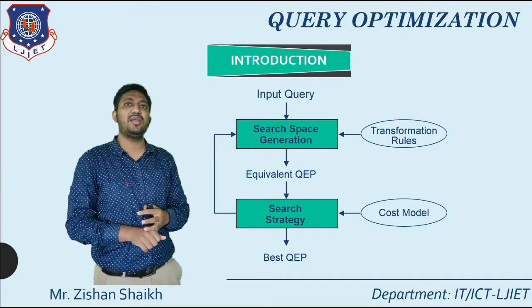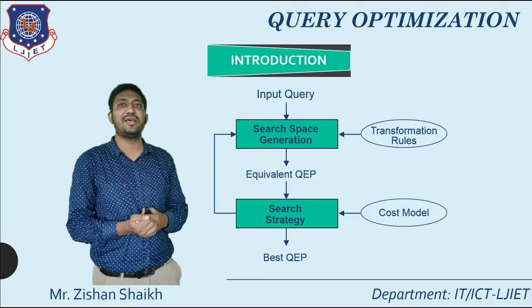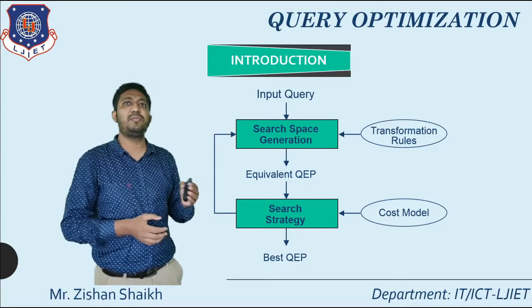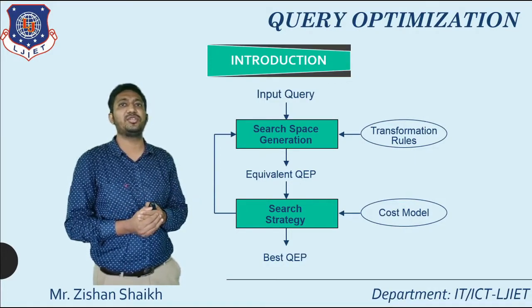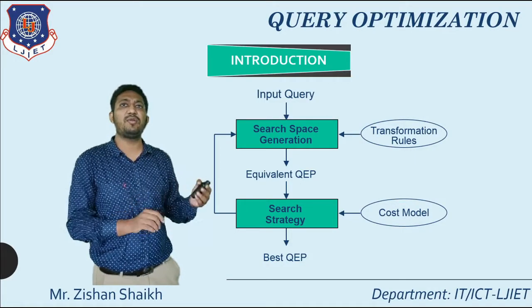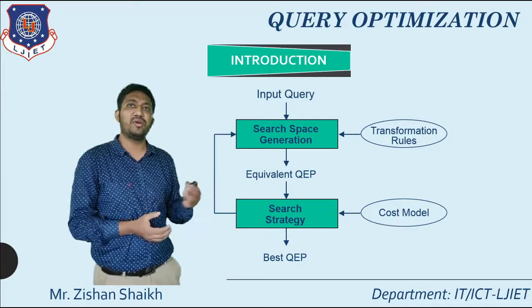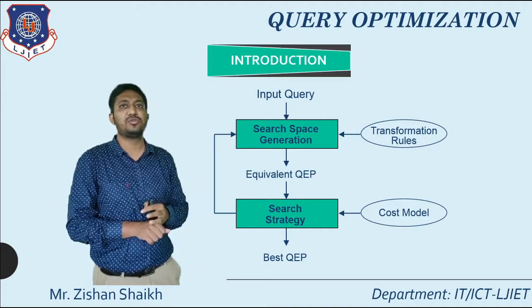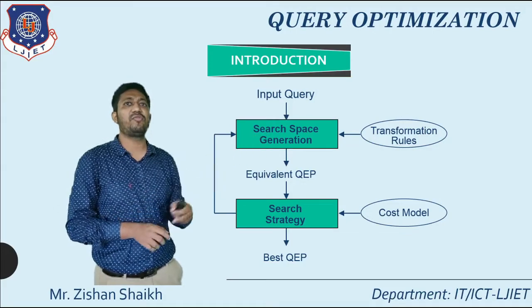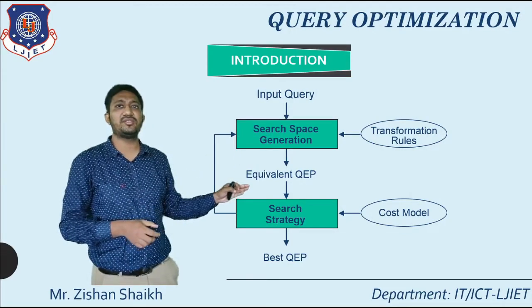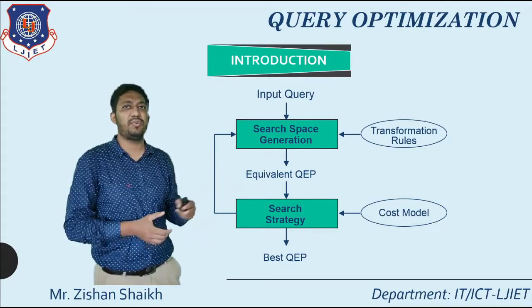That equivalent query gives the information on how many ways the input query can be processed. We have a number of options to execute that query. The same query can be executed in more than one way with different steps. We can produce that type of operation with the help of transformation rules. That is known as an equivalent query execution plan.